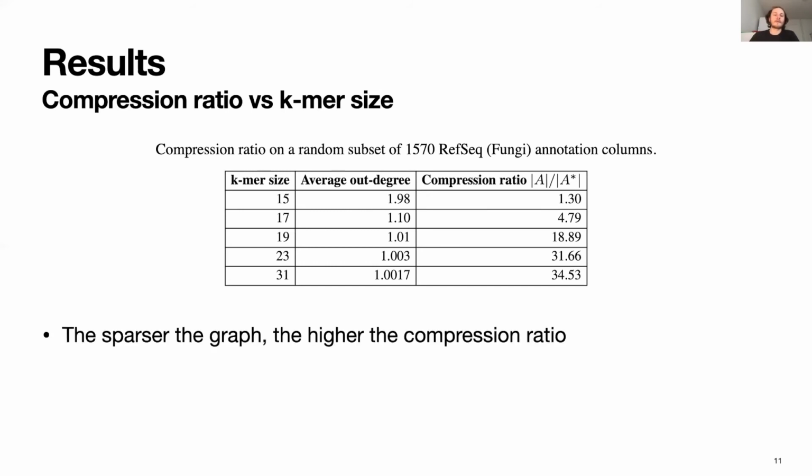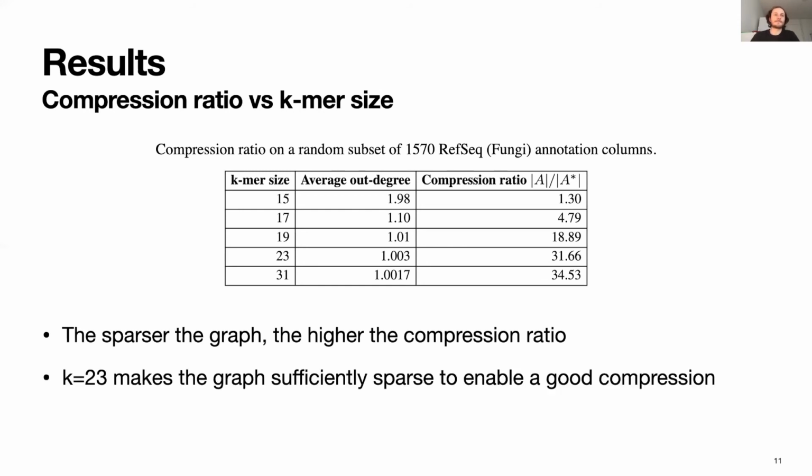We see that, as expected, using longer k-mer makes the graph sparser and thereby increases the compression ratio of row-diff. However, setting the k-mer size to 23 and above makes the graph sufficiently sparse to enable a good compression ratio. And for RCEQ, it achieves over 30x compression.